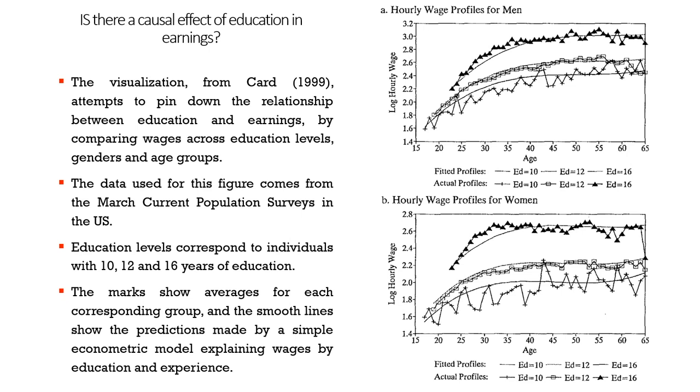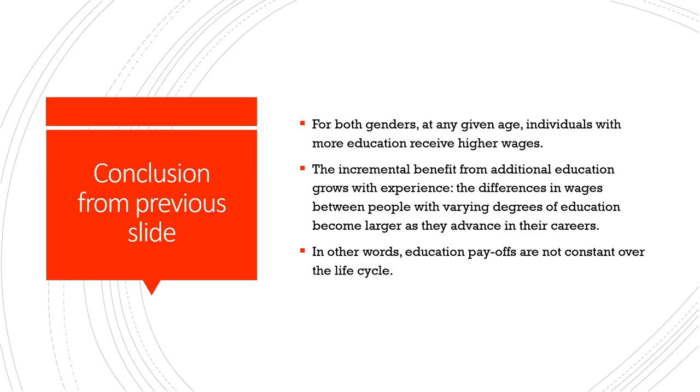Similarly, studies have also been carried out to examine whether there is a causal effect of education on earnings. These visualizations show the relationship between education and earnings by comparing wages across education levels, genders and age groups. And they show that, in the gender-wise or the age-wise profile, with increases in levels of education, earnings increase, and this is true for both men and women. For both genders at any given age, individuals with more education will receive higher wages, and this incremental benefit from additional education grows with experience. The differences in wages between people with varying degrees of education become larger as they advance in their careers.